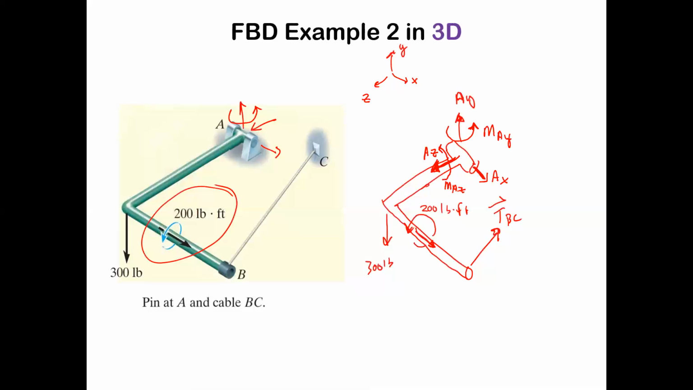And we can also probably see that there isn't going to be one about the x-axis because of the way that bearing is. It looks like it's going to allow that thing to kind of rotate about the x-axis, right?